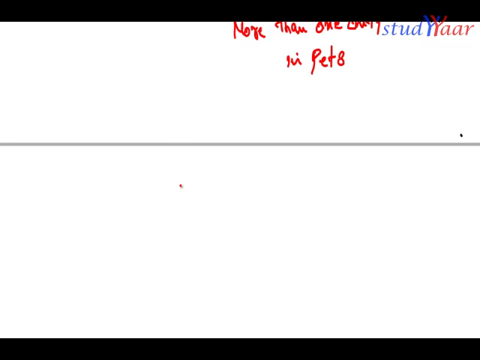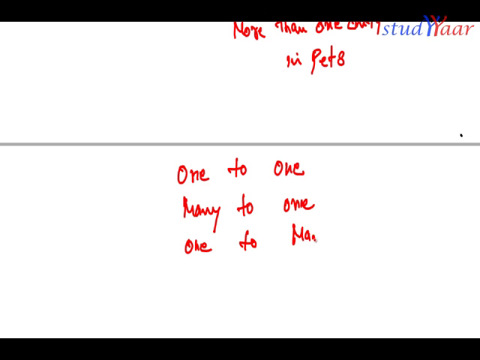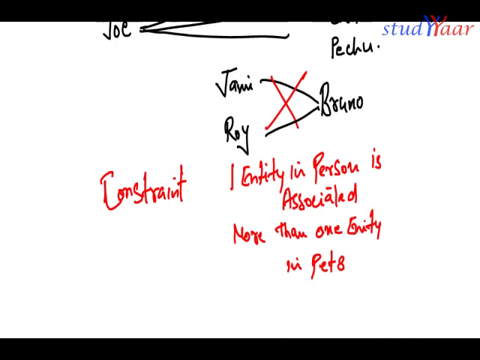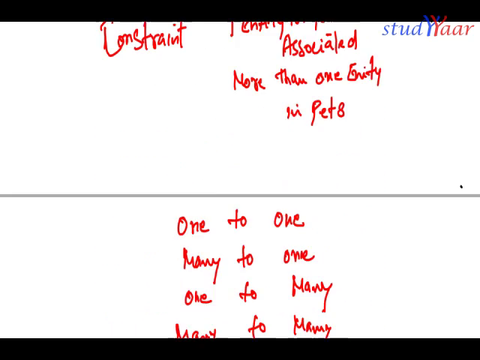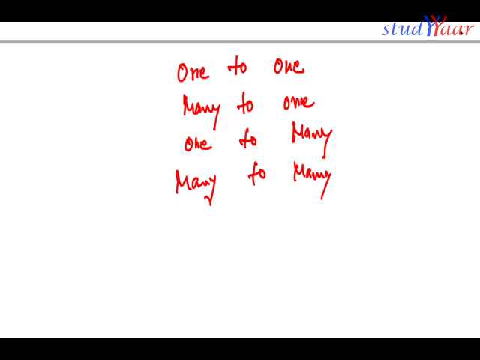So there are 4 types of mapping cardinalities: 1-to-1, many-to-one, 1-to-many, and many-to-many. Okay, we've already taken a look at the 1-to-many kind of relationship where we have one Joe owning many pets.